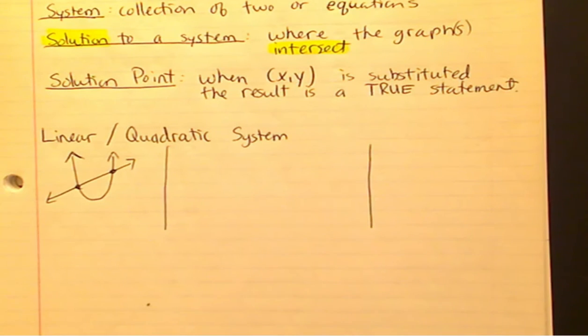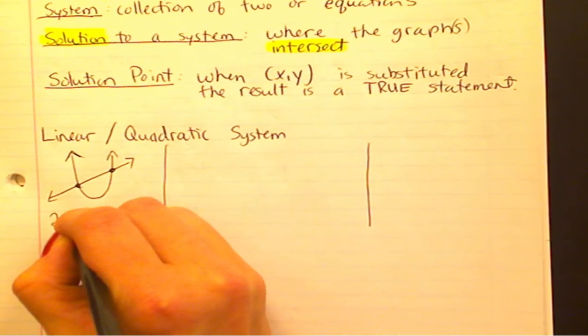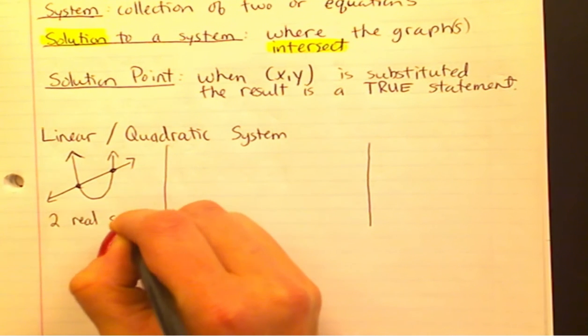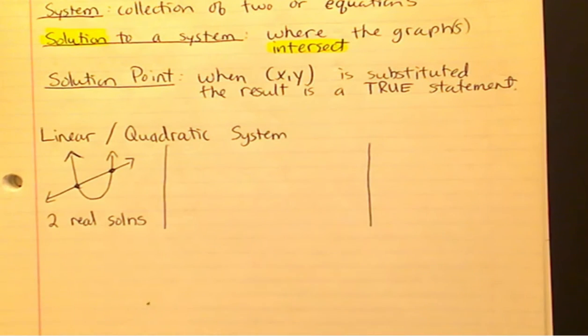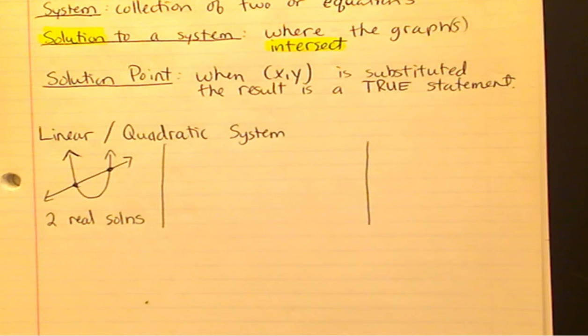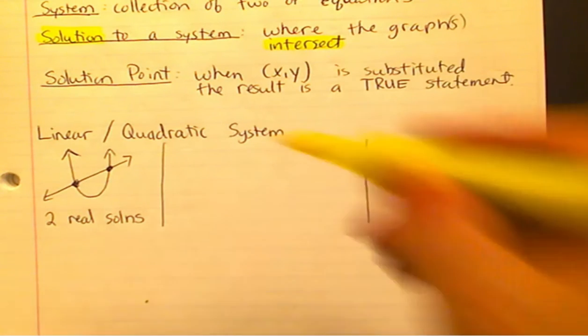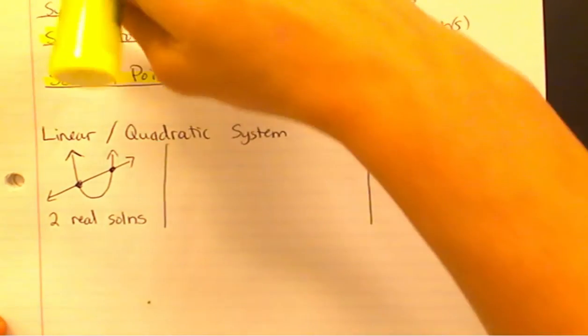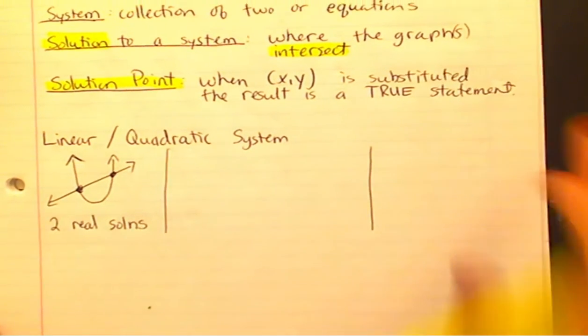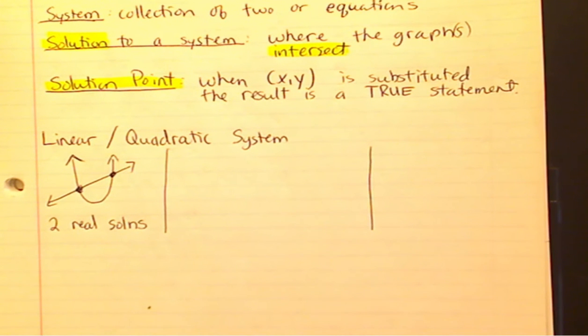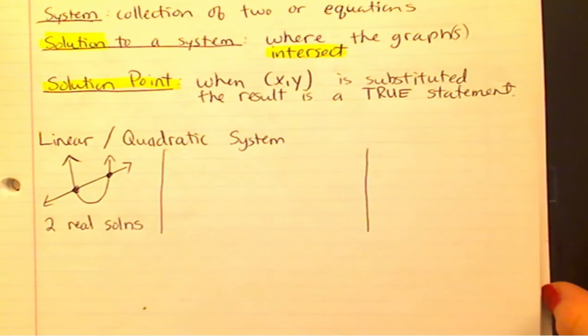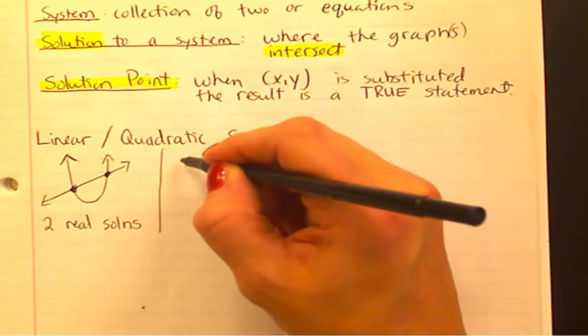Okay, this is two real solutions. Because there are 2 points on the graph where they intersect. These are the solution points, right? Those points. The solution is where they intersect. That's actually a solution point. If I were to plug it in, it would result in a true statement. Okay?